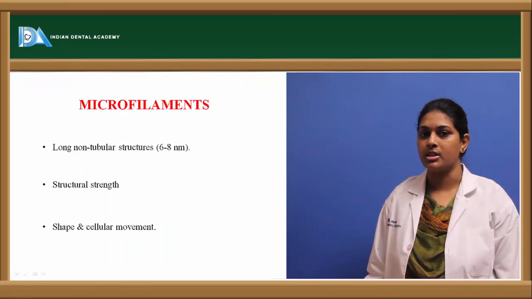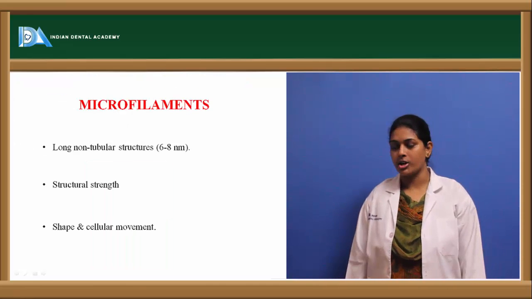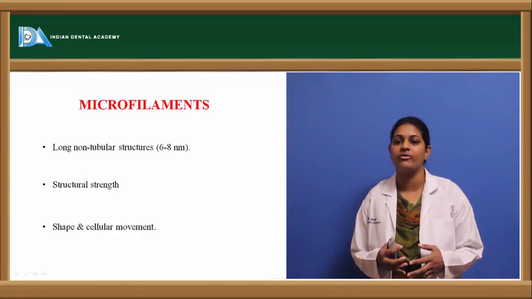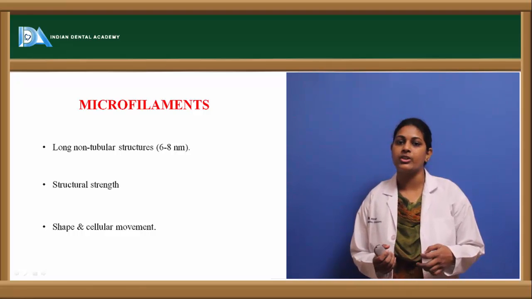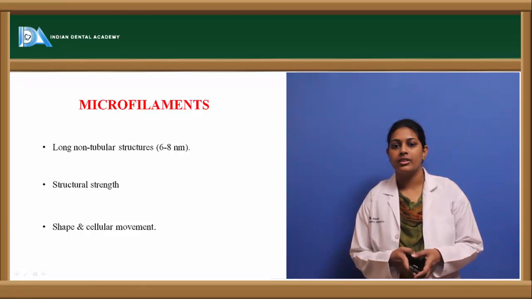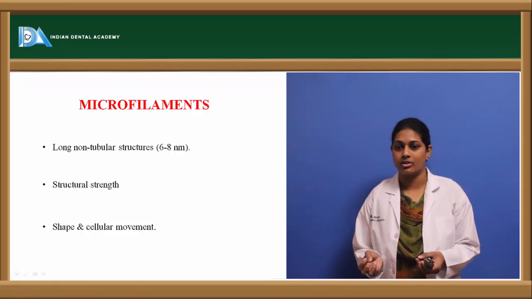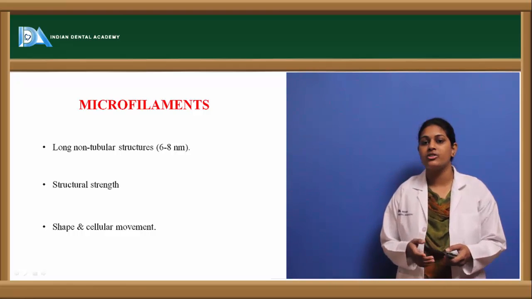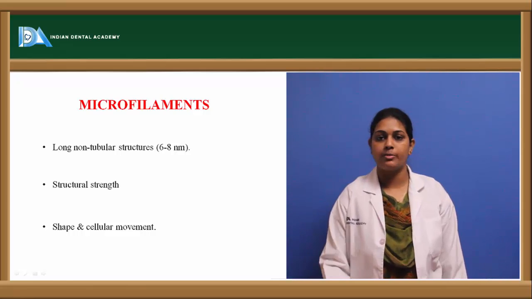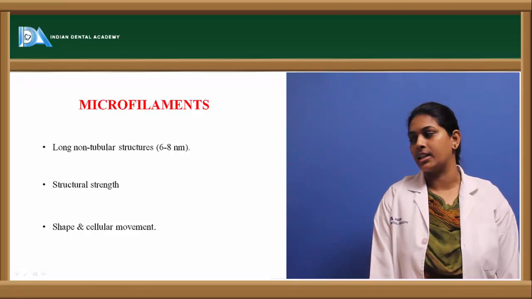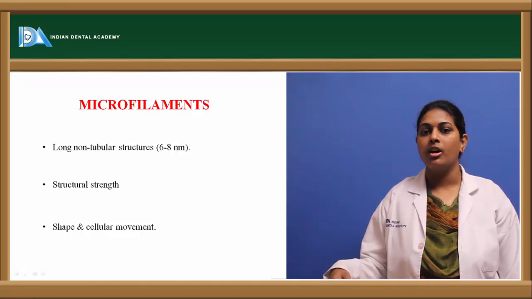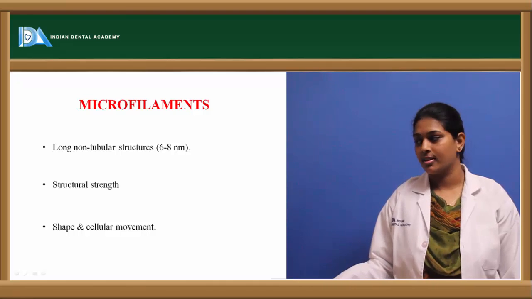Coming to the microfilaments, they are usually long non-tubular structures. They are not present in the form of tubules, as we have seen in the case of intermediate filaments and the microtubules. They are available in filamentous form, that is, thin thread-like structures. They have a diameter of 6 to 8 nanometers, approximately about 7 nanometers in size. So they are the smallest compared to the other two cytoskeleton structures.